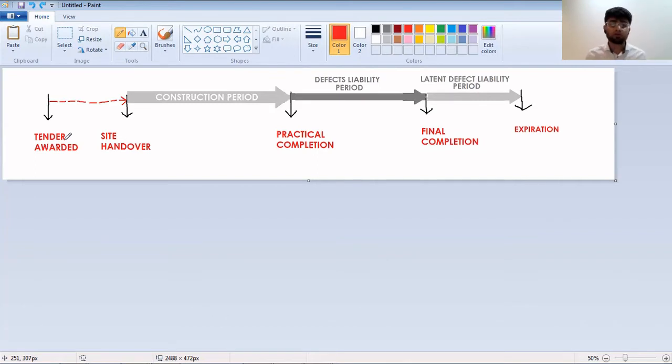If something goes wrong in the construction period, the contractor needs to tell this to the architect and the client so that they can revise it, and the practical completion date can be moved out.